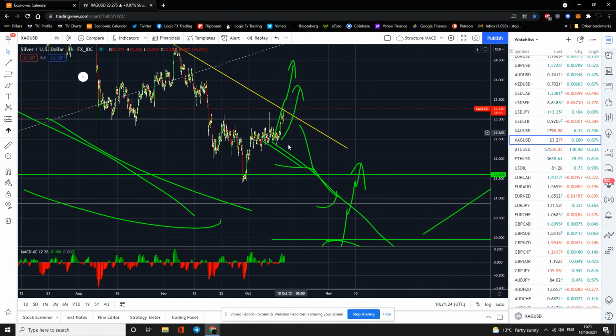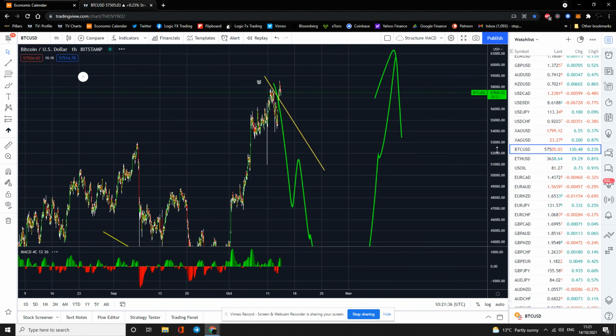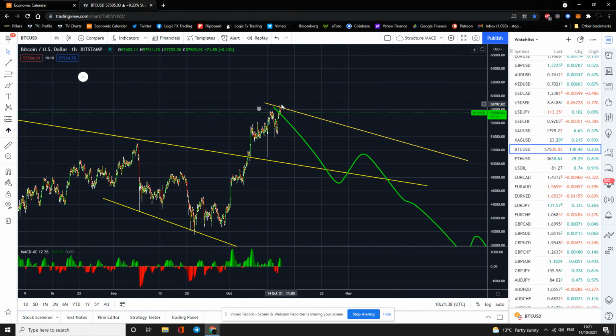And there's the move up in silver, but yet again, it's the equivalent of the move short in the dollar. So I'm not going to get overly excited about that. Bitcoin, yet again, remember we're measuring against the dollar. That could have been because of the dollar.